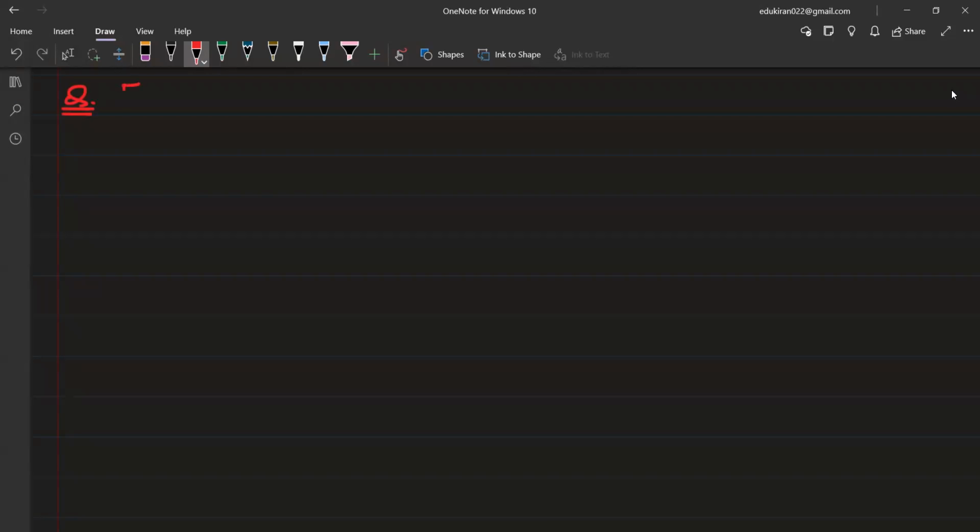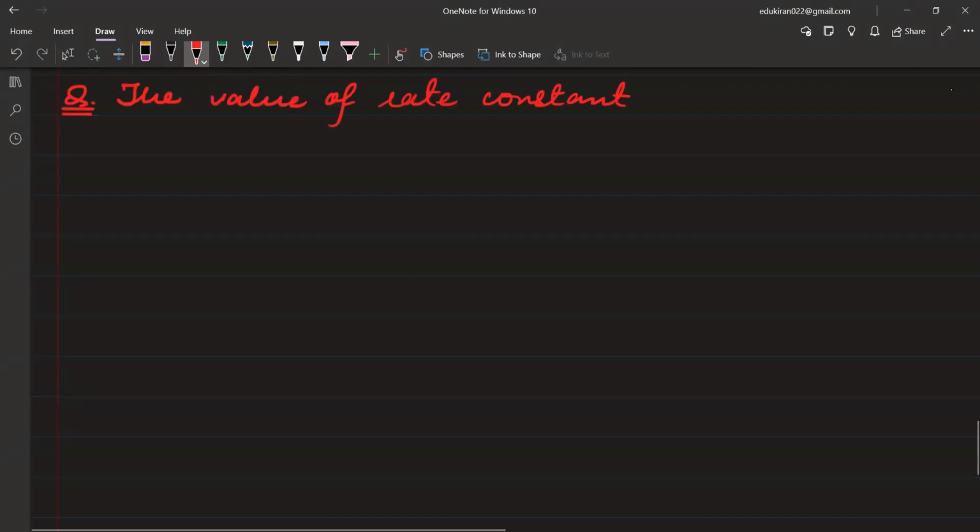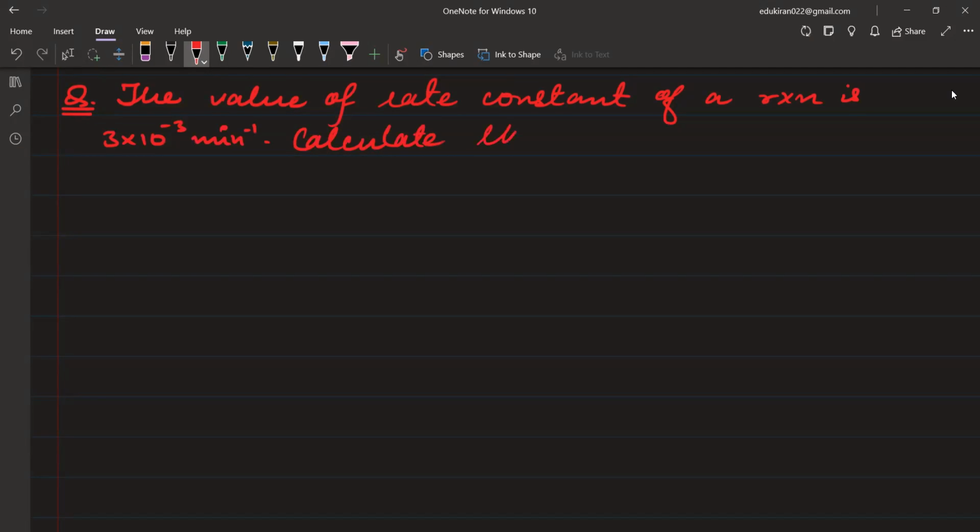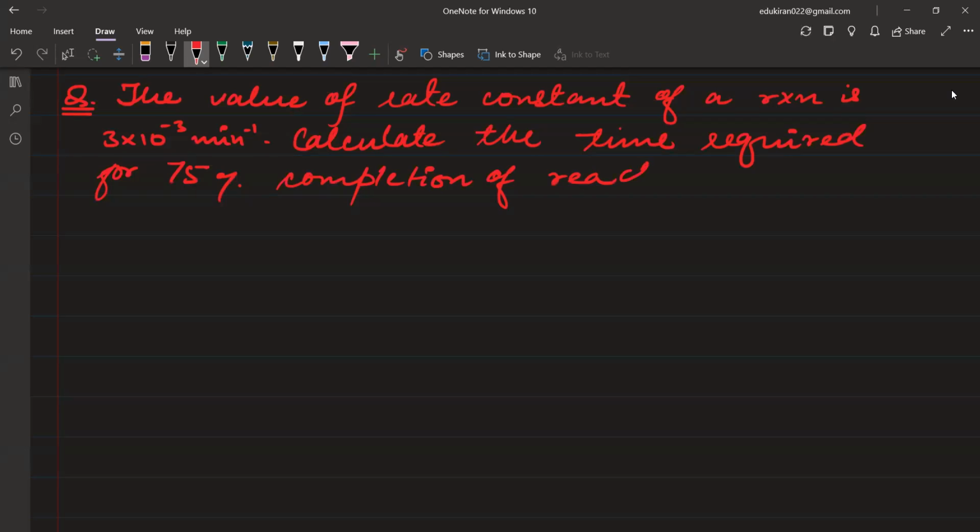The value of rate constant of a reaction is 3 into 10 to the power minus 3 minute inverse. Calculate the time required for 75% completion of reaction. ठीक है? Now please listen very carefully. First of all, tell me what is the order of reaction? First order. First order reaction, correct? Okay, the order of reaction is first order.